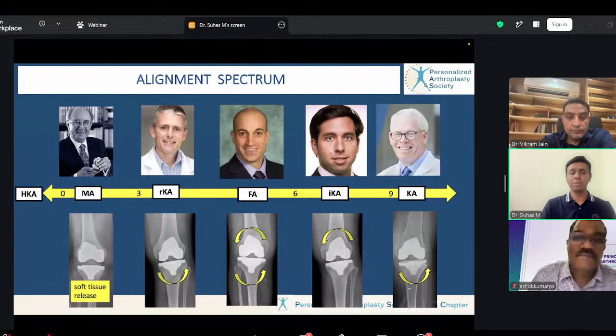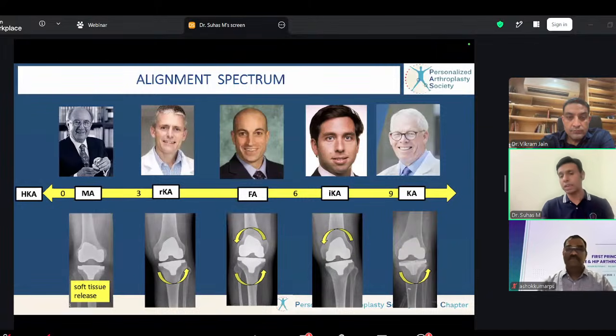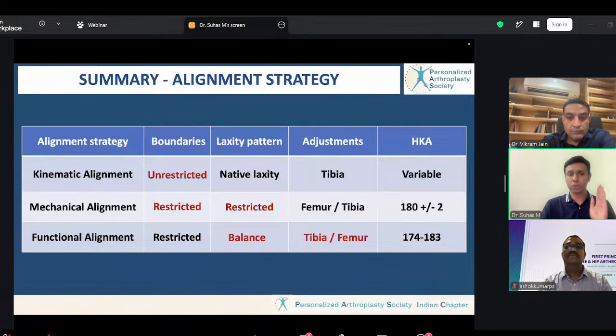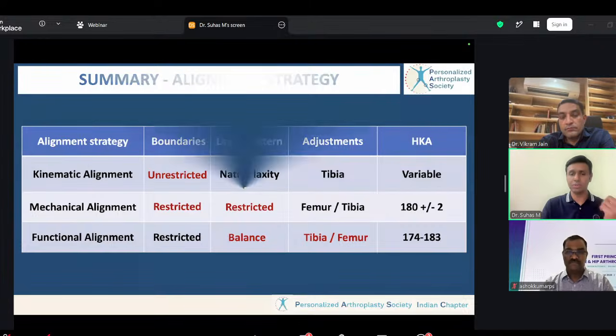So this is the whole alignment spectrum, with mechanical alignment, which is 0, 0, 0 on one side, kinematic alignment, where you're reshaping the femur, and functional alignment is midway between both, where you're trying to achieve the best of both worlds. So kinematic alignment is unrestricted, native laxity is acceptable, you will only move the tibia. Mechanical alignment is 0, 0, 0. You can move, and you will actually move the femur and tibia, and your axis has to be 180 degrees plus minus 2, I put that because you can have an error of a degree or so. Functional alignment has boundaries, but balance is the key, and you can move both femur as well as the tibia.